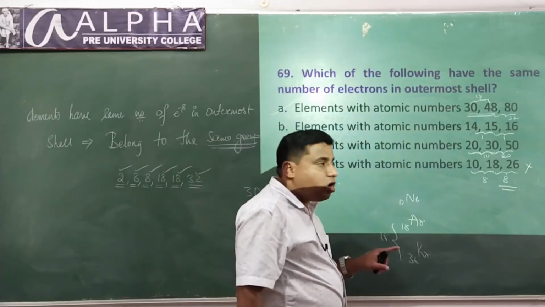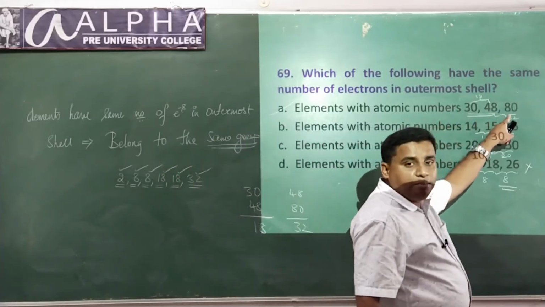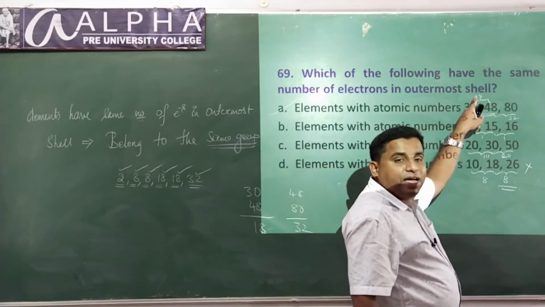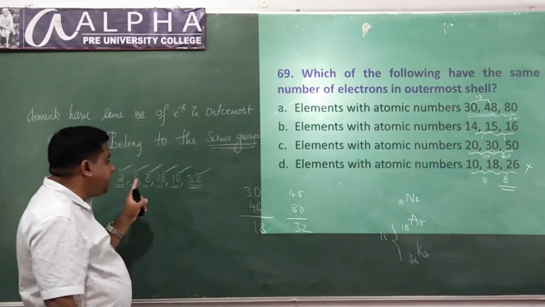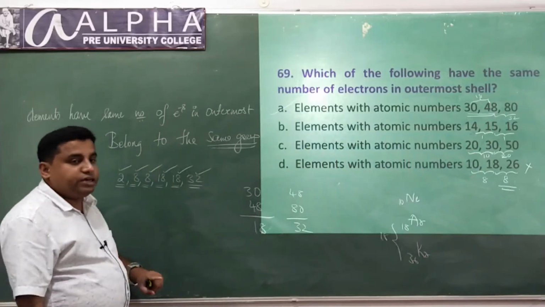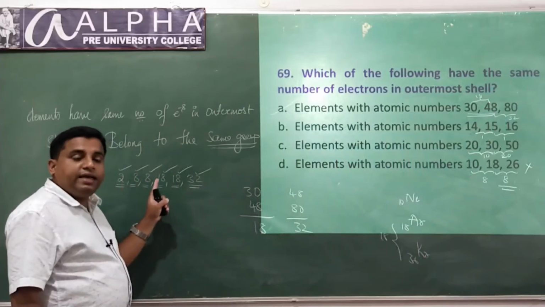Why do they belong to the same group? Because the successive atomic numbers will vary at an interval of 18 and 32, as expected. 2, 8, 8, 18, 18 and 32.